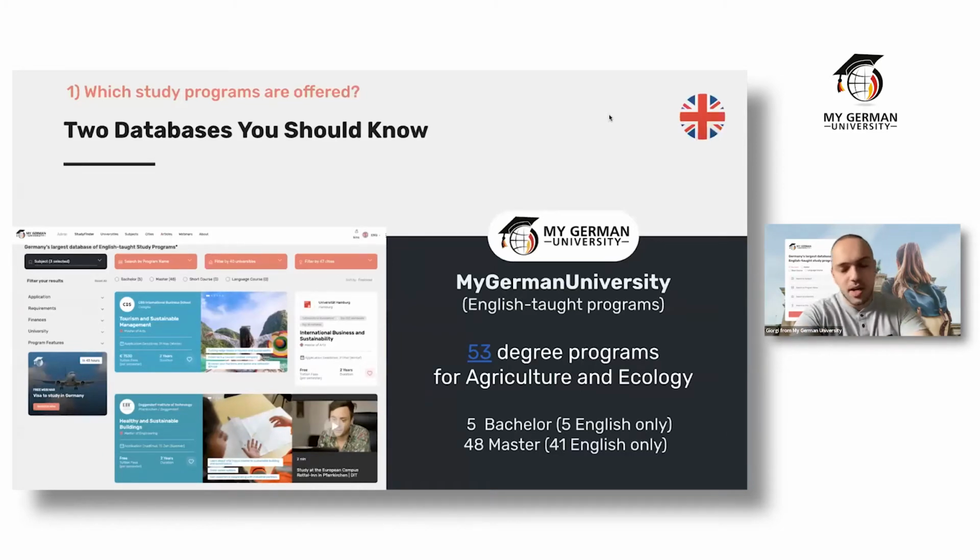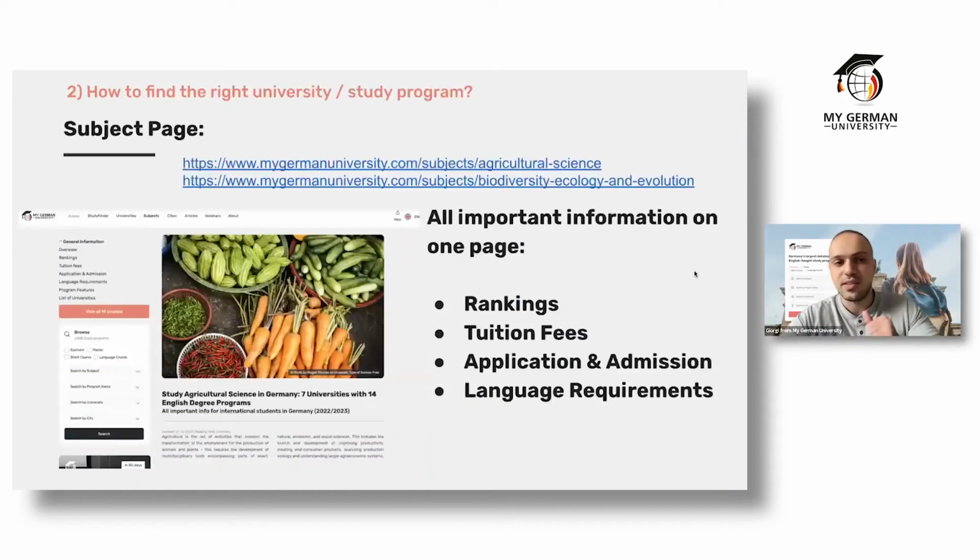48 of them are master, 5 are bachelor, and mostly all of them are only in English, which means that you do not need to know German at all to study these programs.